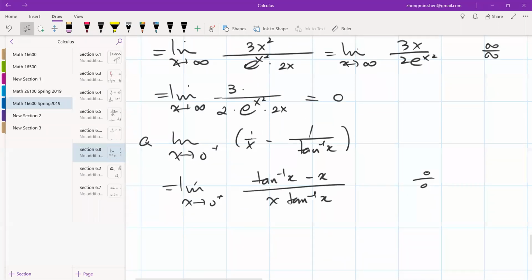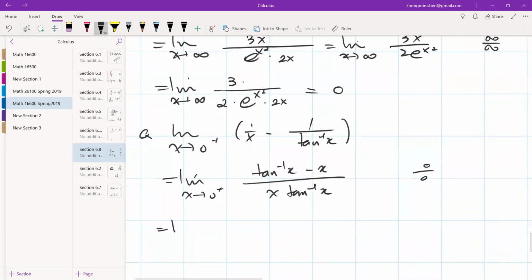All right, 0 over 0 type. We have to know what the derivative of arctangent x is, which is given. It's 1 over 1 plus x squared. So you can apply L'Hopital's rule to the problem, or it's probably complicated, right?